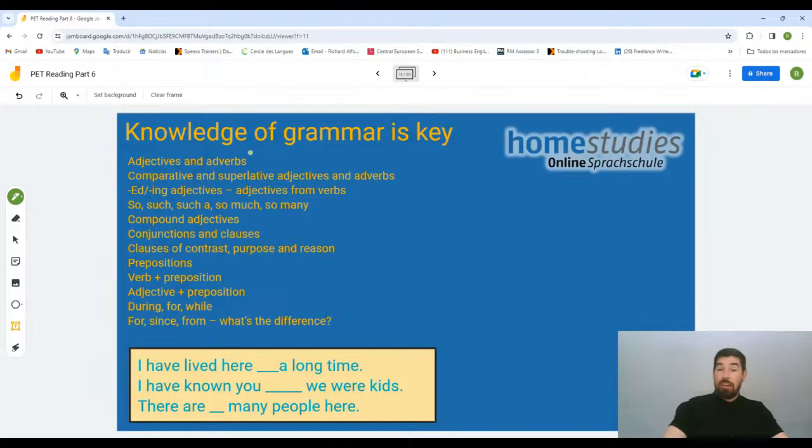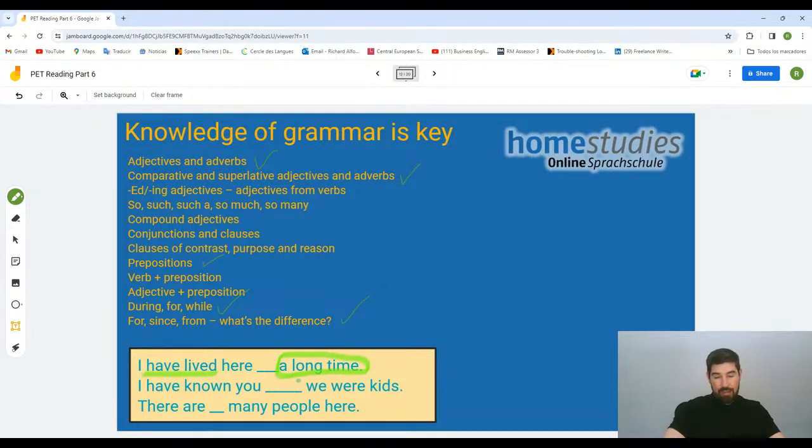So some more grammar that you need to know: adjectives and adverbs, comparatives, superlatives, so, such, such as, so many, prepositions, during, for, while, for, and since. So let's have a look. Again, let's look at the before and after.